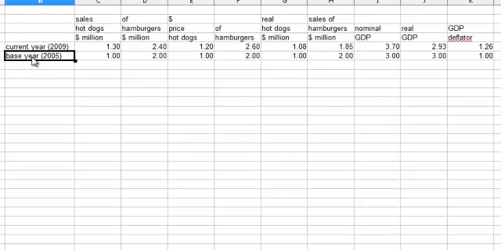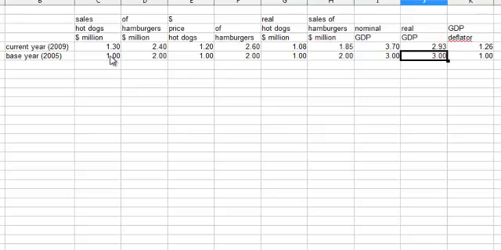There's the base year, and that's the year where all the prices are considered the standard prices. That's the base that we measure from. The current year is the year that we're trying to adjust nominal GDP for price changes. So in the base year, nominal GDP and real GDP are the same by definition.